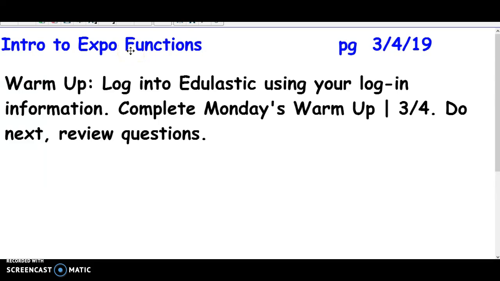This is the notes on introductions to exponential functions. So the first thing I want you to do is to complete your warm-up on Edulastic. And once you do that, come back to this screen.